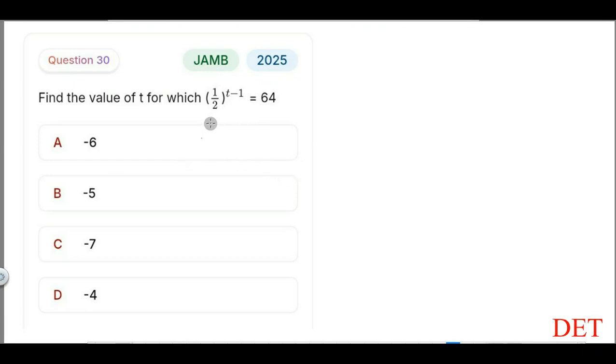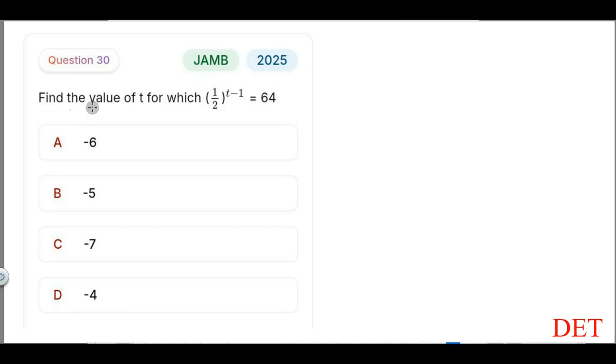Alright, so in this video, we're going to look at this 2025 JAMB question. Question 30: find the value of t for which (1/2)^(t-1) is equal to 64. We're given these options. Option A is -6, option B is -5, option C is -7, and option D is -4.